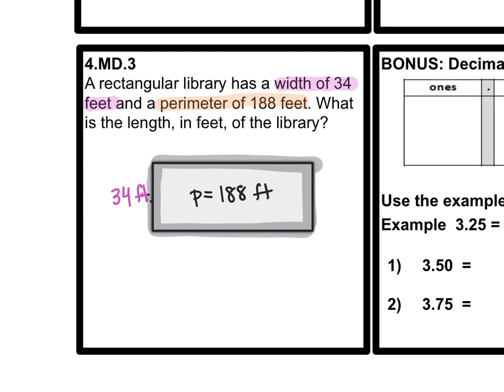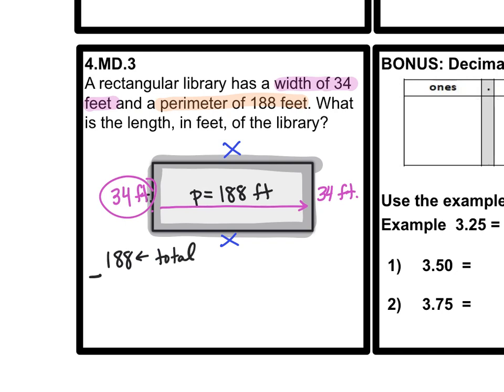So because this side is 34 feet, I can assume that this opposite side over here is also going to be 34 feet. So what's left for me is to find what this top number is or this bottom number. Either way, though, they should be the same. So the first thing I'm going to do is take my total, which is my perimeter, and subtract what I know. What I know is 34 plus 34, so I'm going to subtract 68.